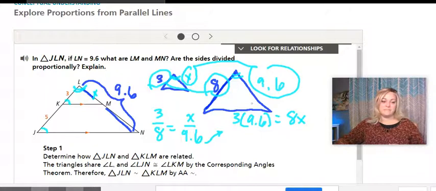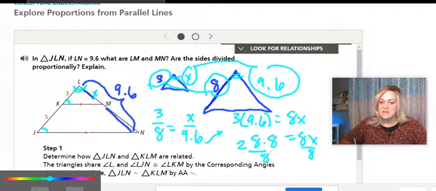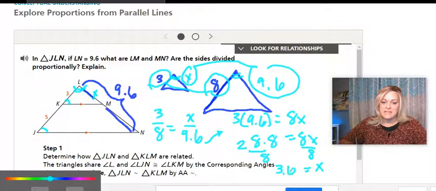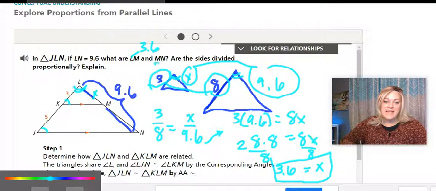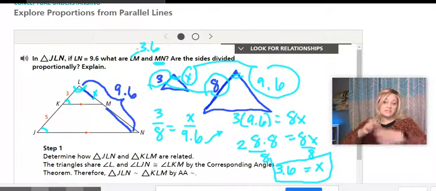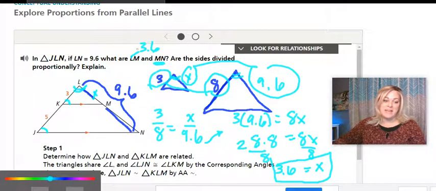Take a second. When I calculate this out, the 9.6 times 3, you're going to get 28.8 equals 8x. And then you're going to have to divide by 8 on both sides. It's not going to come out to be a pretty number, but that's okay. So if I divide by 8 on both sides, I am going to get 3.6. So this x right here is 3.6, which means LM is 3.6. MN, I think you can figure out based on the total is 9.6. That one part on the top is 3.6. Do some subtraction to find out what MN equals.